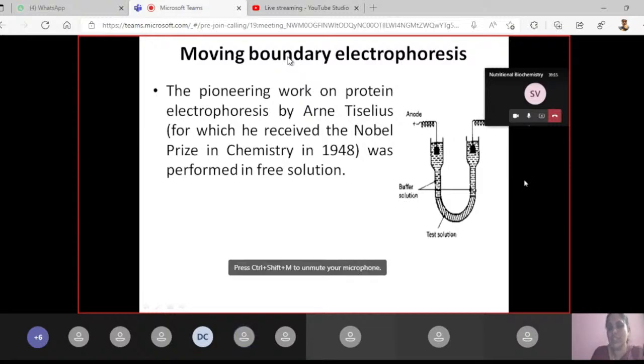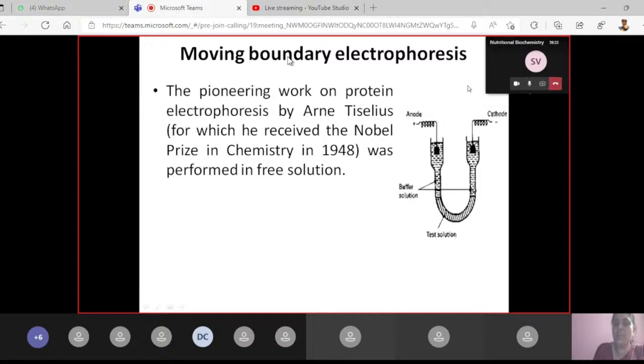But initially, how was this? Let us see. It was a moving boundary electrophoresis where they used a U-shaped tube and filled it with a buffer solution, which was connected to an anode and a cathode. You can observe that the buffer system with a U-shaped tube is connected to an anode and a cathode, positive charge and negative charge. And now they loaded the sample on one side. Now this was a liquid completely.